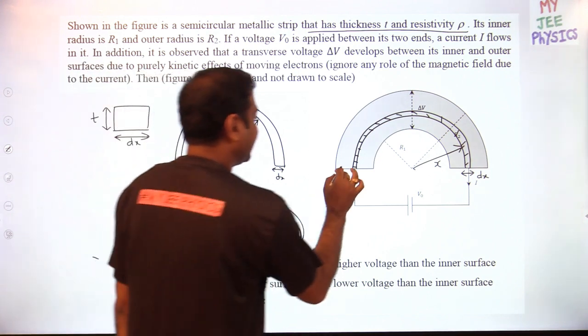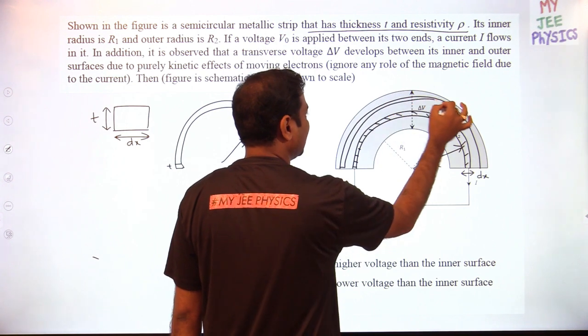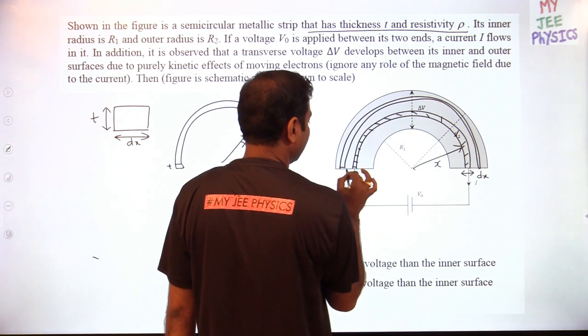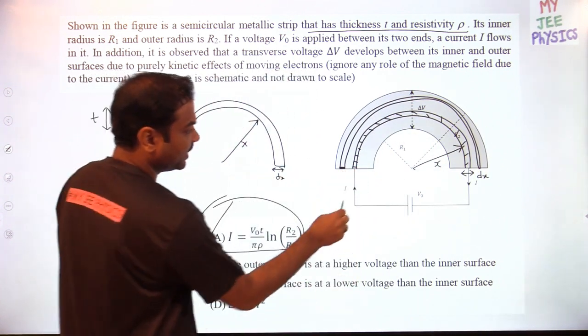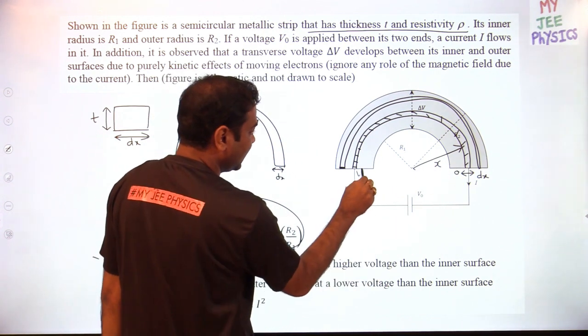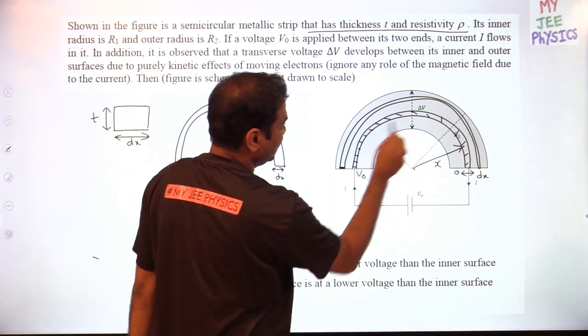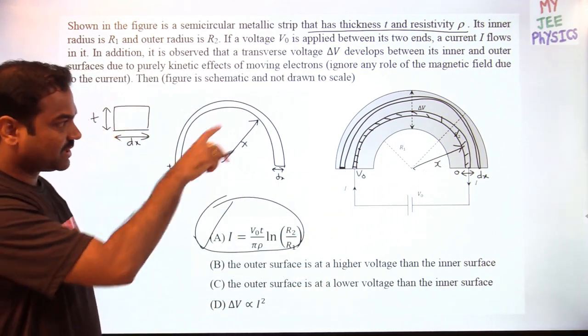Clear? Like that, if I take one more strip, all these strips will be in parallel, because the potential difference will be the same. This is the zero potential, usually we take the battery negative potential as 0, and this is V0. So across the first strip 0 and V0, even the second strip also 0 and V0. That means the strips will be in parallel.